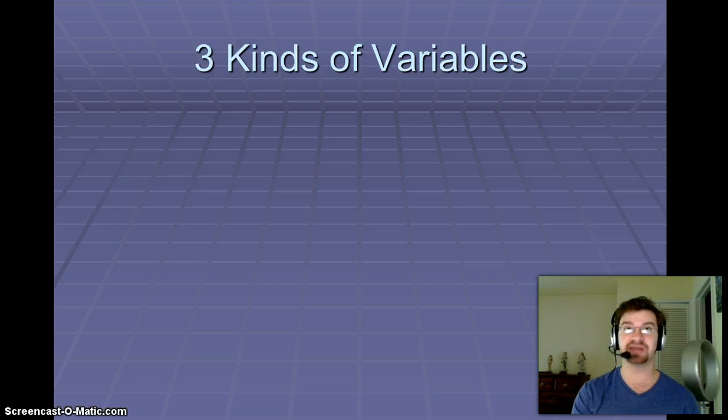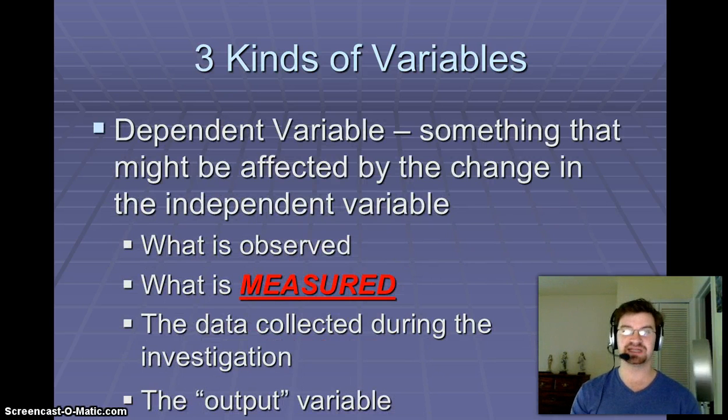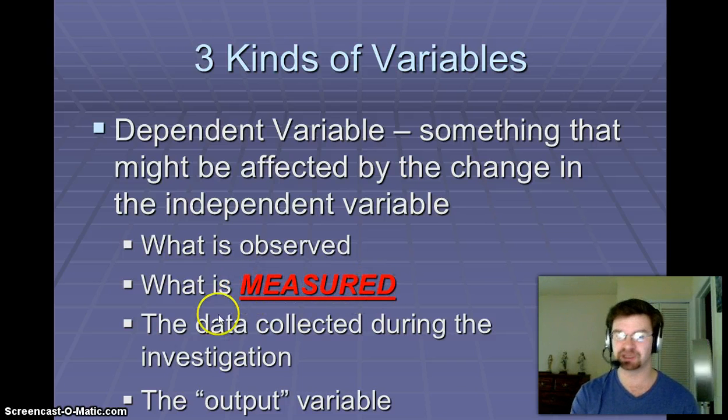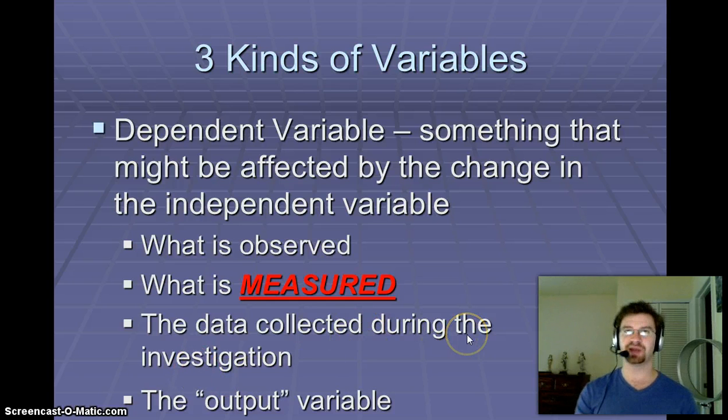The next type of variable that we're going to talk about is dependent variables. A dependent variable is something that might be affected by the change in the independent variable. It's what is observed, but more importantly, what is measured. Dependent variables are measured. They're data that's collected during the investigation. It's the output.